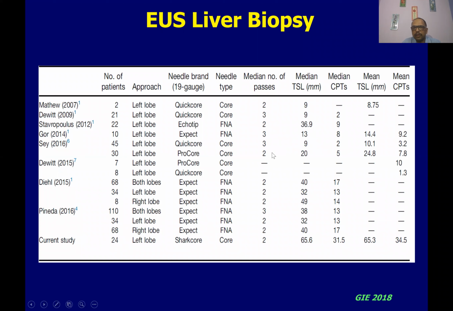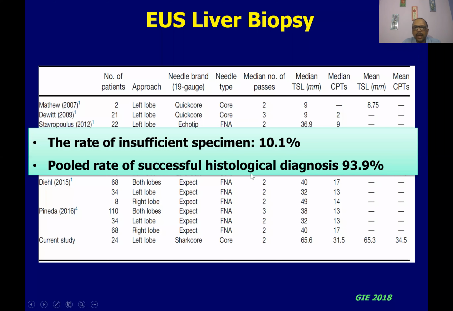Now, what are the results of EUS guided liver biopsy? Over the last decade, there have been a number of studies which have assessed the diagnostic accuracy of EUS guided liver biopsy, and the meta-analysis has shown that the rate of insufficient specimen is 10.1%, and in the majority of these patients, it's because of fragmentation, and the pooled rate of successful histological diagnosis is a phenomenal 94%, which is as good as percutaneous liver biopsy.